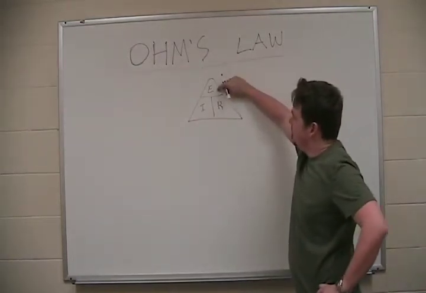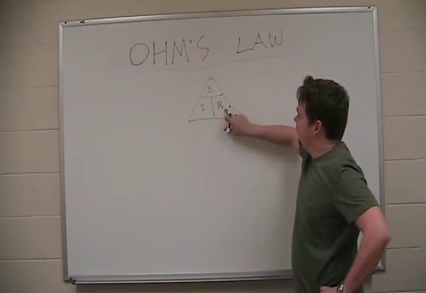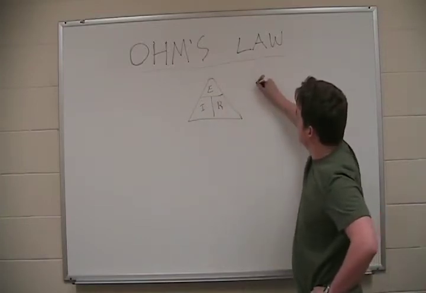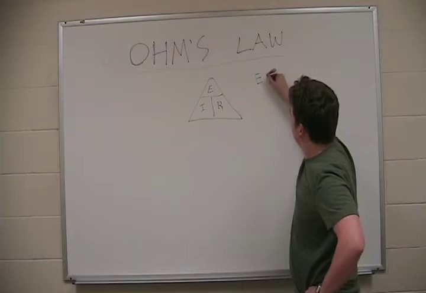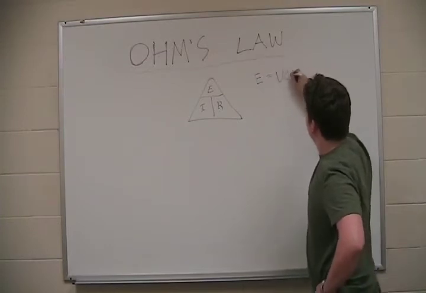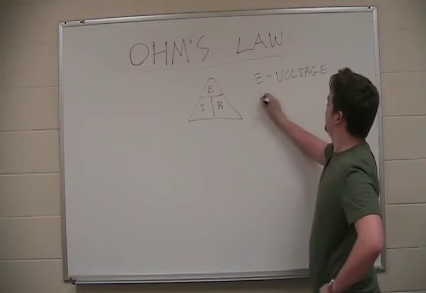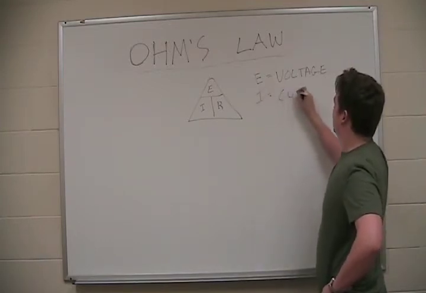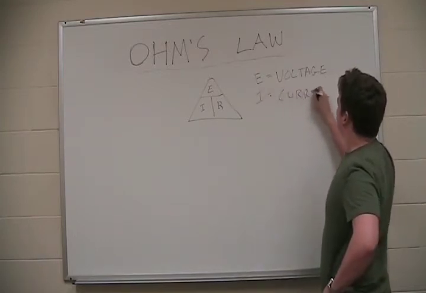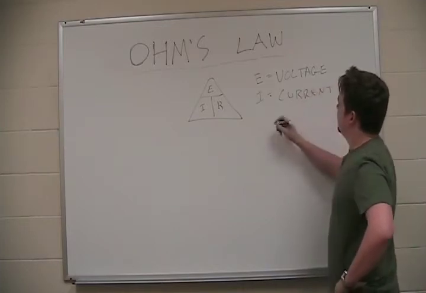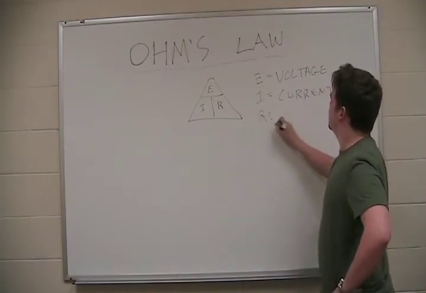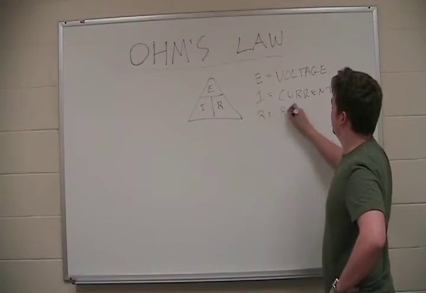E over I times R. E stands for voltage. I stands for current. And R stands for resistance.